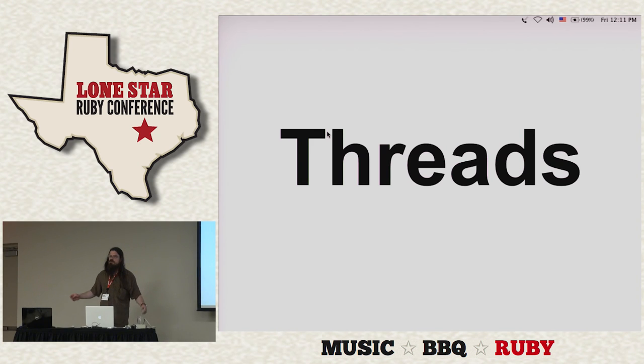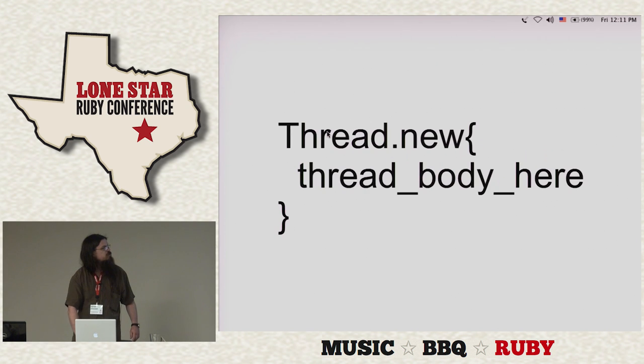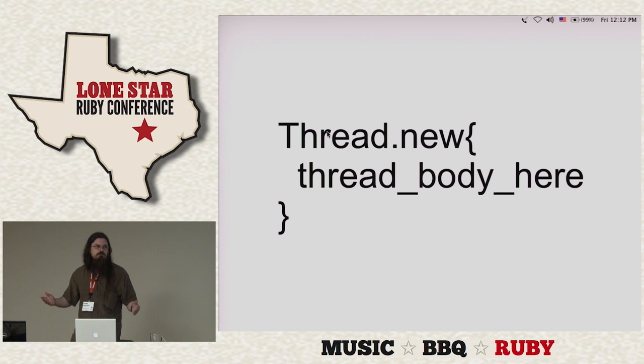I'm going to talk to you guys today about threads: doing threads in Ruby, doing threads generally, thread synchronization, and any problems with thread programming. So here's a little example of how you actually start up a thread in Ruby. You create an instance of the Thread class with Thread.new and pass it a block. Inside of the block is the body of code, the thread. That's pretty much how you create a thread.